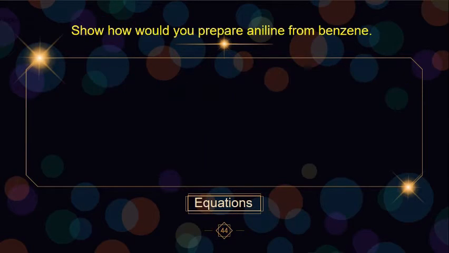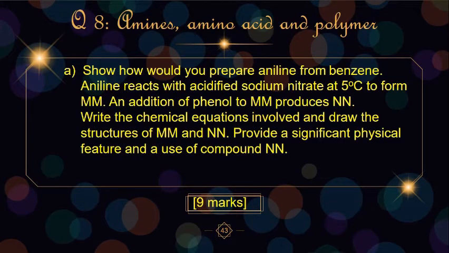Okay, now the last question is question number 8, about amines, amino acid and polymers. Okay, show how would you prepare aniline from benzene. Aniline react with the acidified sodium nitrite at 5 degrees Celsius to form MM. An addition of phenol to MM produce NN. Write the chemical equation involved and draw the structure of MM and NN. Provide a significant physical feature and use of compound NN.